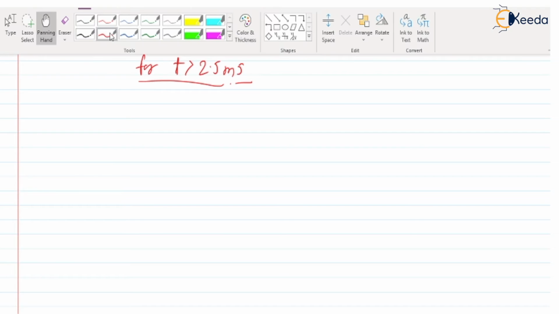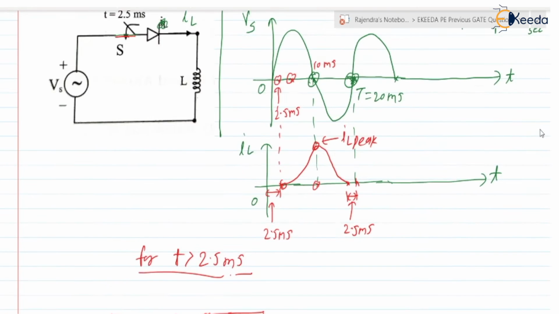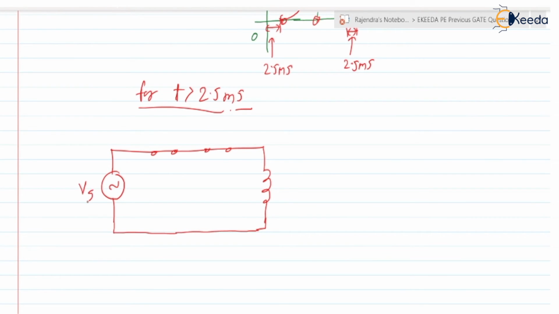Yes, the circuit will be like this. We're having the supply voltage, which is closed. The diode is acting as a short circuit, and here is the inductor. The inductor goes on storing the energy, right? So this is the supply voltage Vs, plus minus, the inductor is L, and this current is IL.